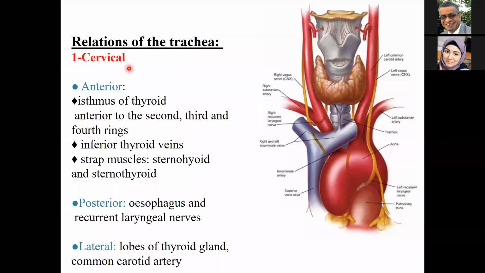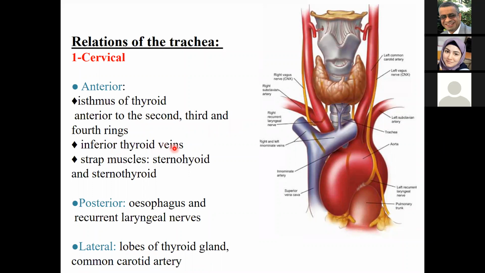In the cervical region, anteriorly: isthmus of the thyroid, anterior to the second, third, and fourth rings, inferior thyroid veins, and the strap muscles, sternohyoid and sternothyroid. Posteriorly: esophagus and the recurrent laryngeal nerves. Laterally: lobes of the thyroid gland and the common carotid artery. This is the trachea, this is the thyroid isthmus, and the thyroid lobe, this is the recurrent laryngeal nerve.